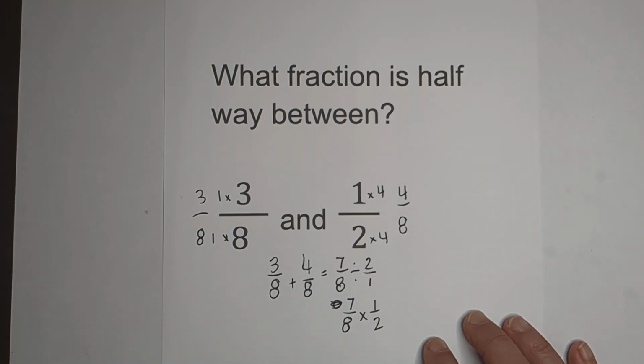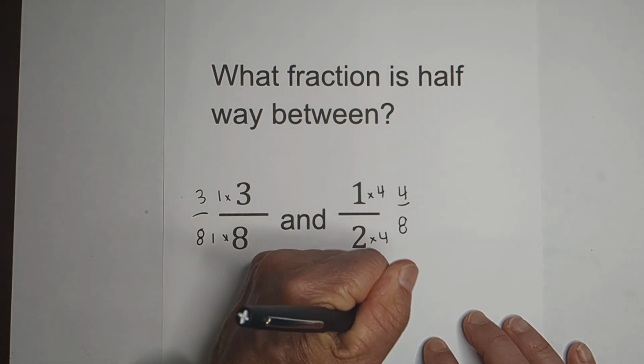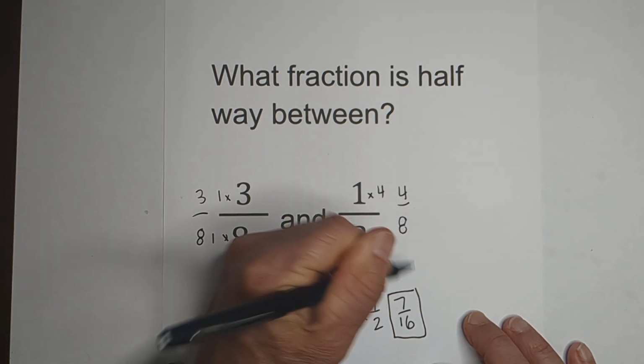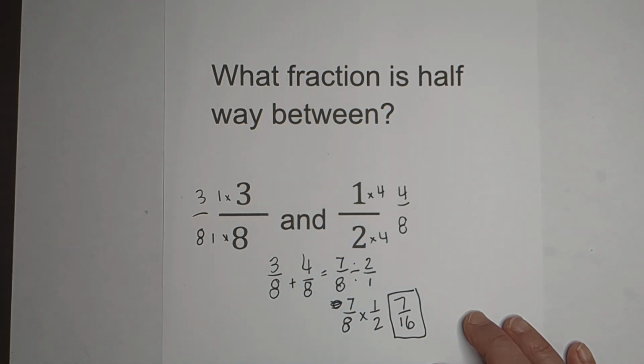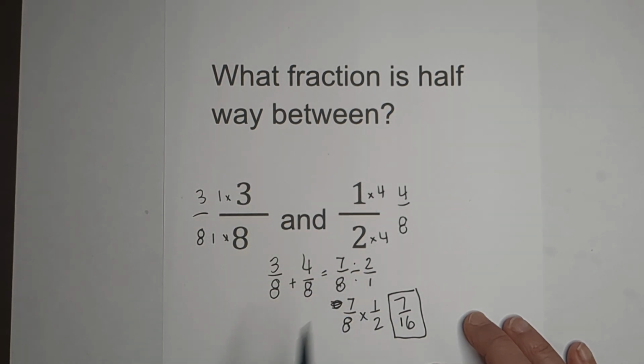When we multiply this together, 7 times 1 is 7. 8 times 2 is 16. It is simplified because 7 is prime. So the fraction halfway between 3/8 and 1/2 is 7/16.